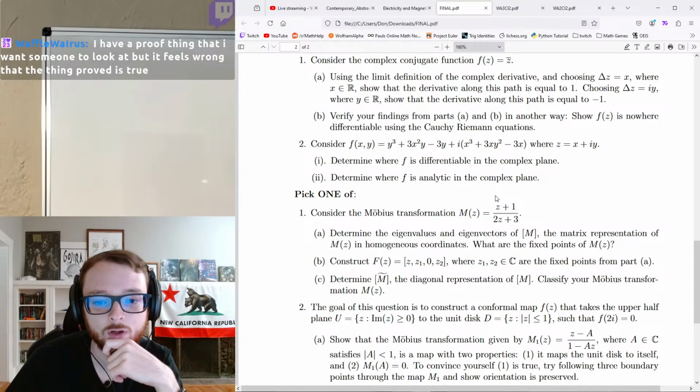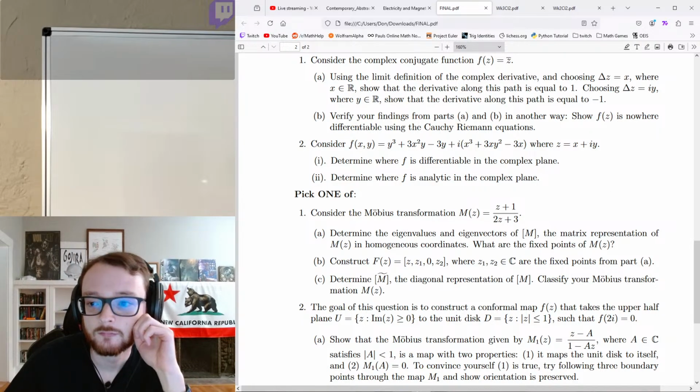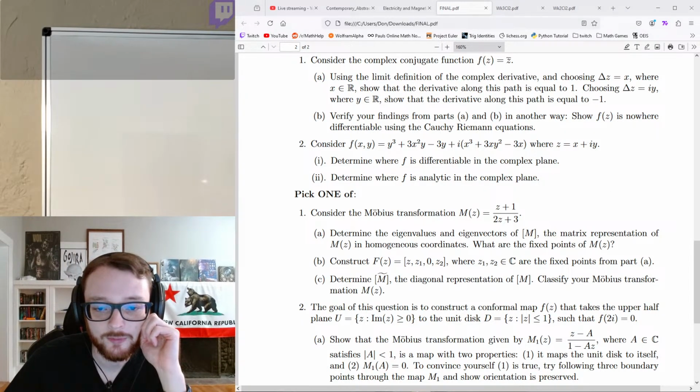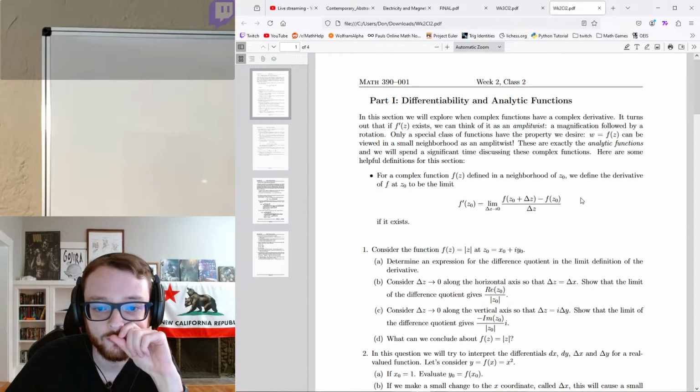Determine where it's differentiable in the complex plane. Determine where it's analytic in the complex plane. I'm having to figure out analyticity. Doesn't analytic mean that the derivative exists? It might actually be in this thing here.